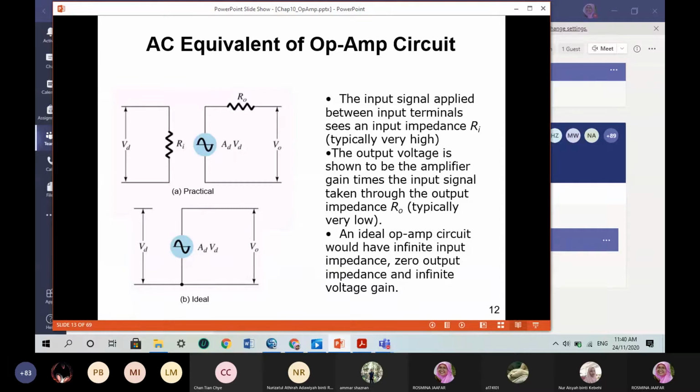The ideal op-amp circuit would have infinite input impedance, 0 output impedance, and infinite voltage gain, very large gain. However, in practice, we cannot have infinite gain because of the bias voltage of the op-amp. You cannot produce amplification higher than the supplied voltage. So if your op-amp is supplied with VCC of negative 15 to 15 volts, the output voltage of the op-amp cannot be more than 15 volts, because it saturates at the supply voltage, at the bias voltage.